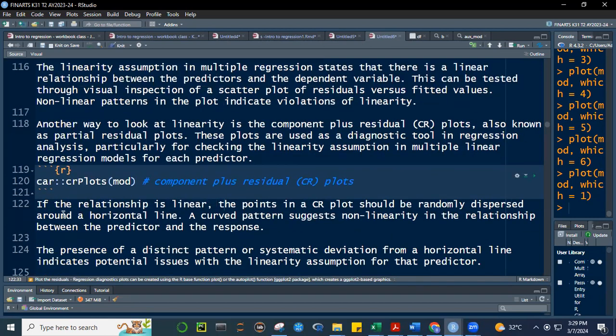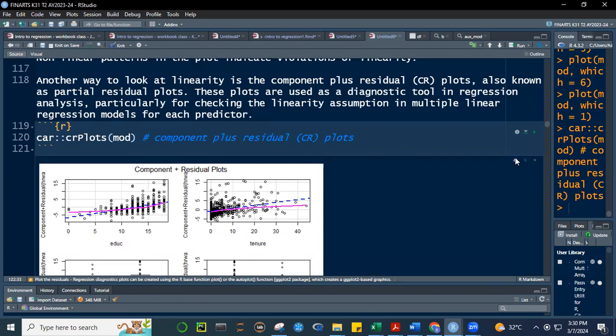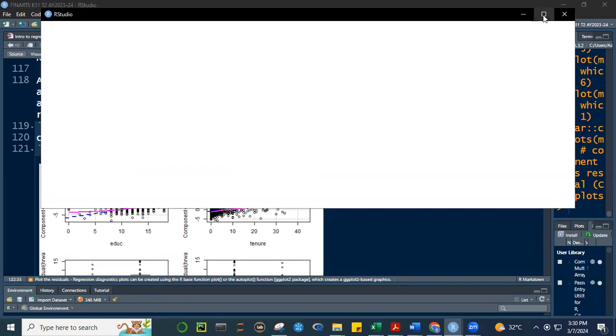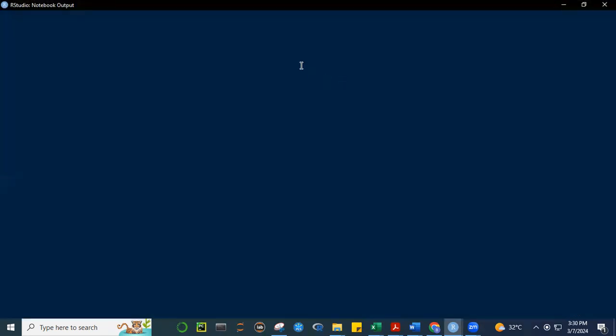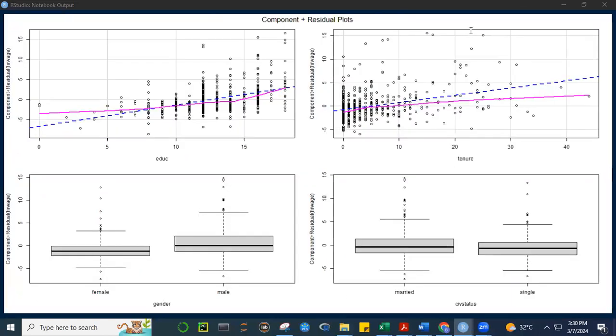From the car package, there's this function, yung component and residual plots. So let's run this, CR plots, and then let's see. It will give us the relationship between your dependent variable and independent variable, which we have actually seen dun sa correlation plots natin. Nakita na natin dito eh.